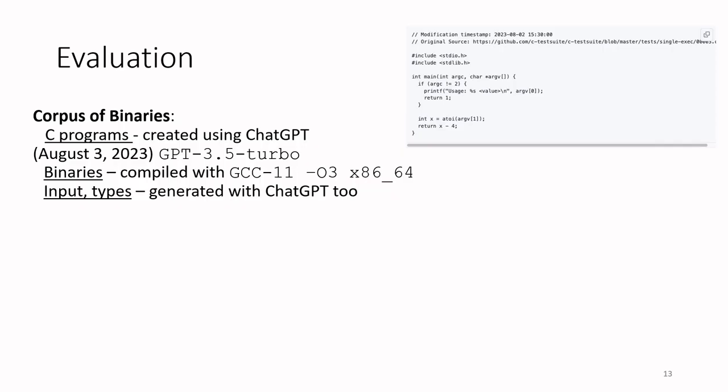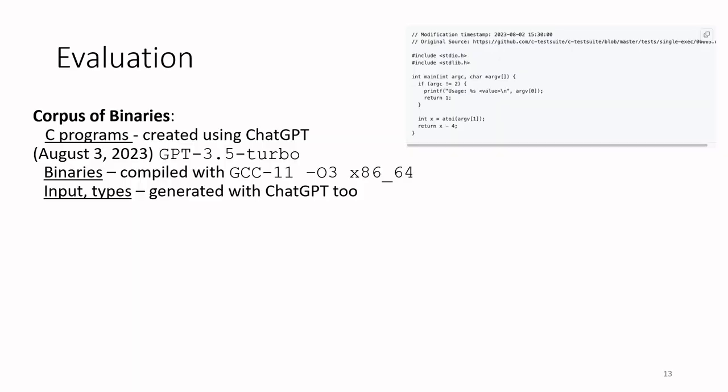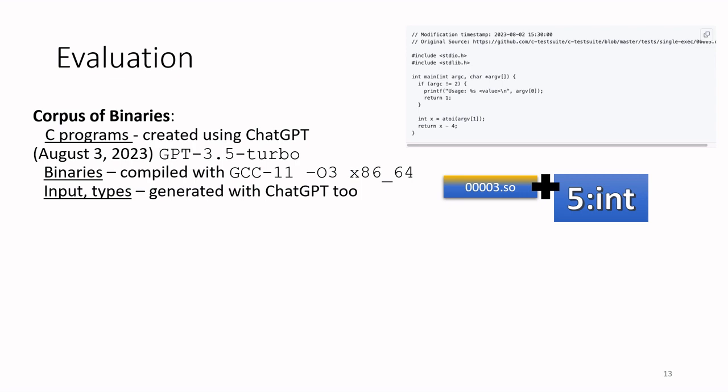So how did we evaluate this system? Basically, we created a corpus of programs using an LLM based on the programs that I mentioned before that are for testing compilers, and we compiled the programs with GCC 11. Then we also generated the input types for these programs, and we manipulated the binaries and the inputs with AFL++.